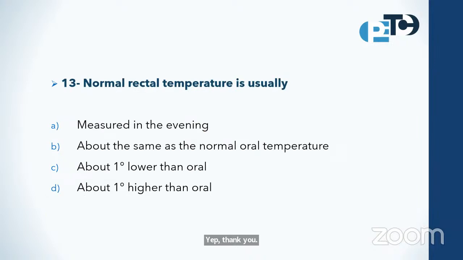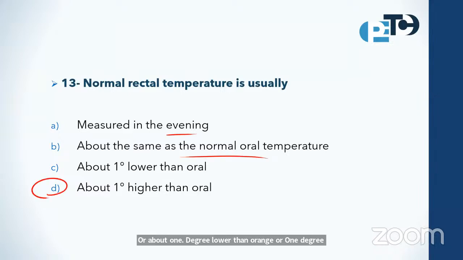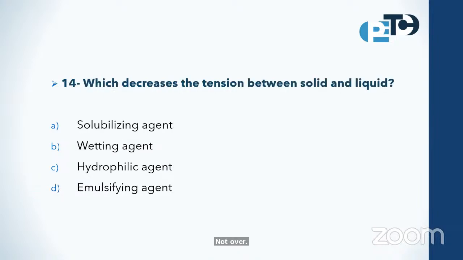The normal rectal temperature is about the same as normal oral temperature, or about 1 degree lower than oral, or 1 degree higher than oral. It is 1 degree higher than oral, not lower. The answer is number D.